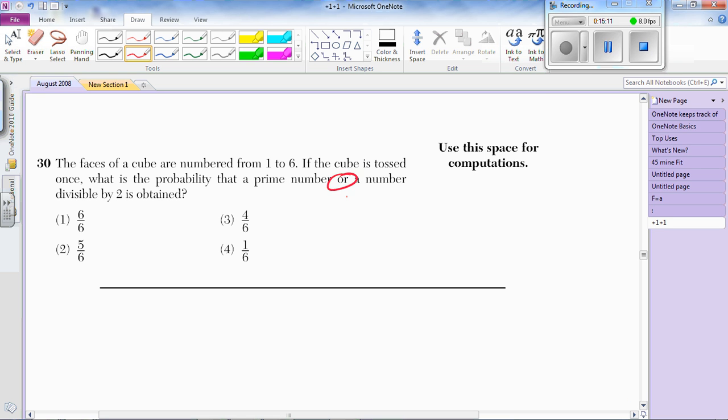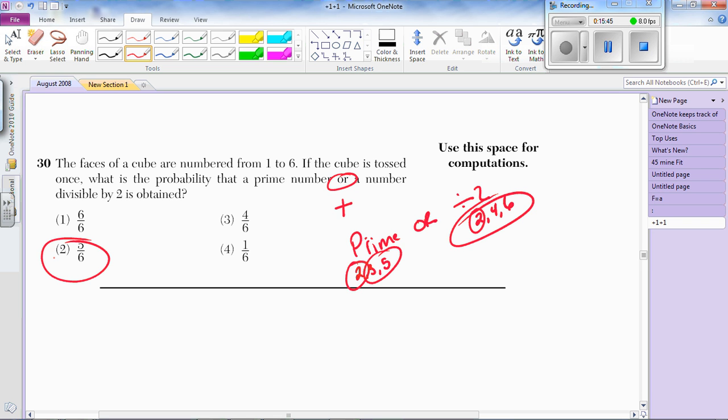So here's the or, right? Or means plus. So I want prime or divisible by 2. So for prime, that's 2, 3, and 5. Divisible by 2, that's 2, 4, or 6. So the probability that a prime number comes up or divisible by 2, notice there's already a 2, so we can't count it twice. So it's 2, 3, 4, 5, 6: 5 out of 6. Another tough question. All right, we're done with that.